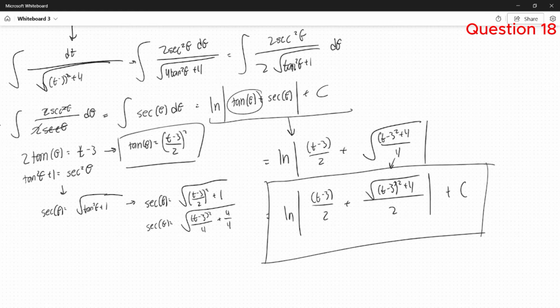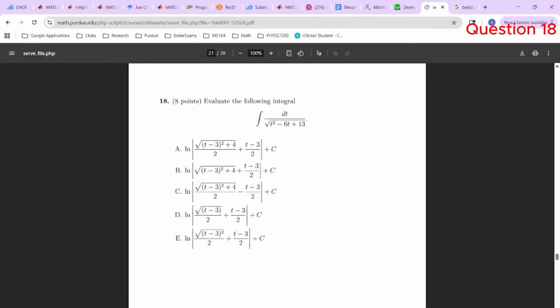Now, which of these solutions or the answer choices best corresponds to our solution? That would be answer choice A.